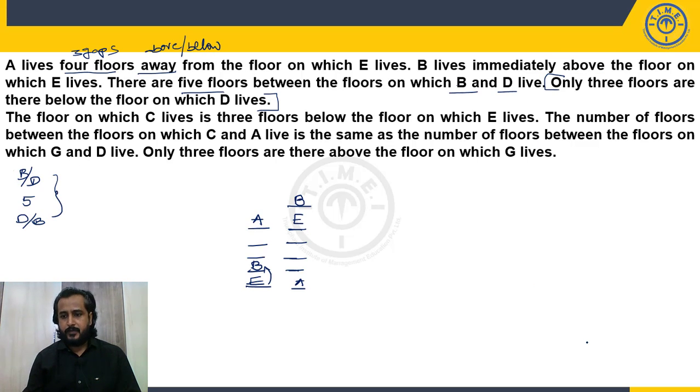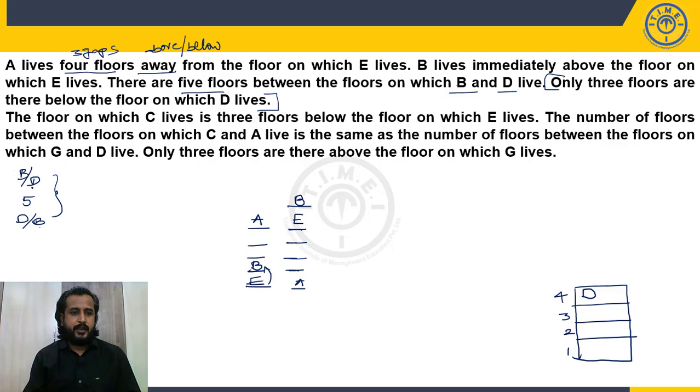Okay. So now what can I say? D will be here in the arrangement. And this must be the 4th floor, and it is the 3rd floor, and it is the 2nd floor, and it is the 1st floor. Clear? So below D only 3 floors. But if I take D above B, below D I will get minimum 6. So it is not valid. So D cannot be above B.